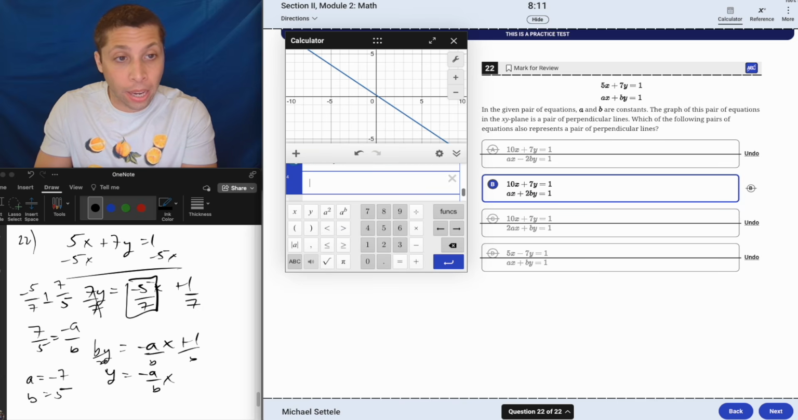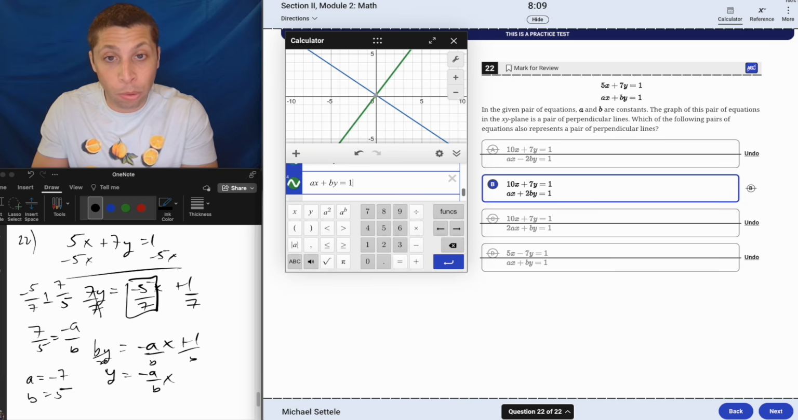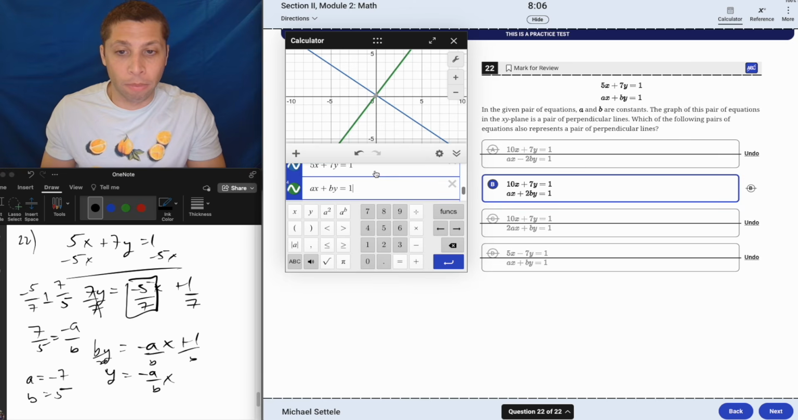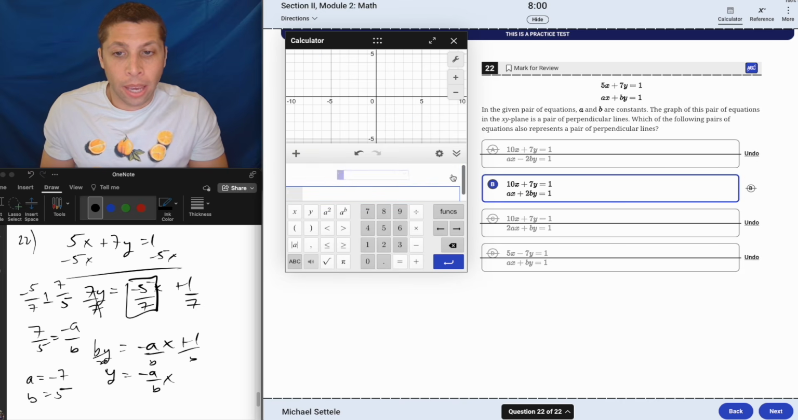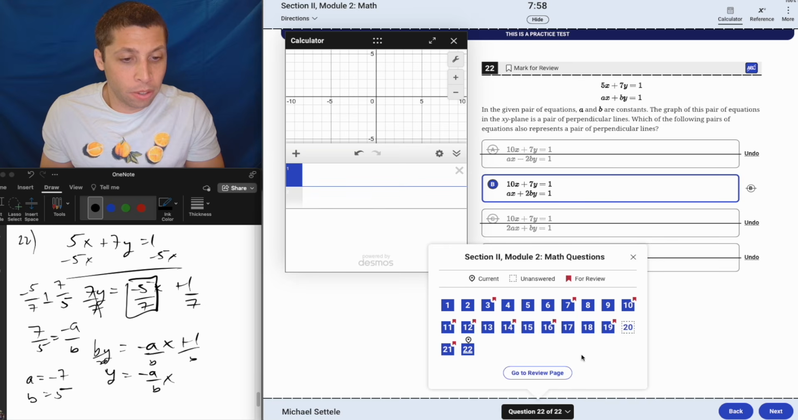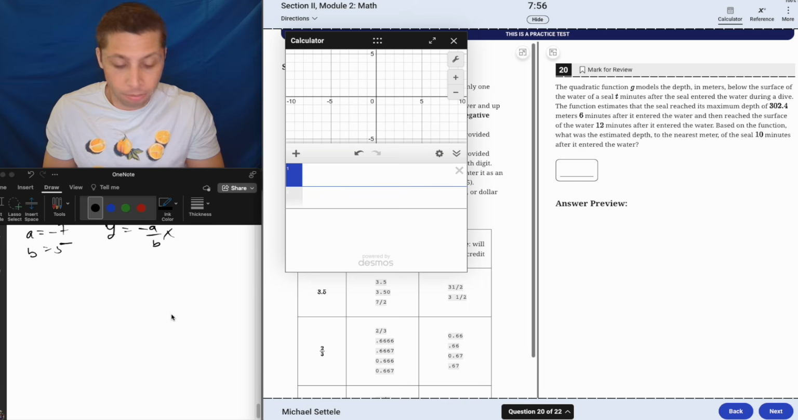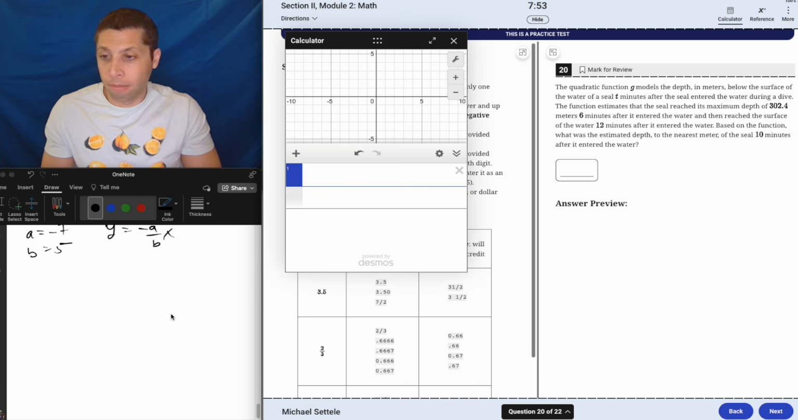So this is my original thing. And ax plus by equals 1. Yeah, perpendicular. Perfect. So I'm confident I did it right. Good. Okay. Clear. Okay. What do we need to do? I skipped one here. All right.